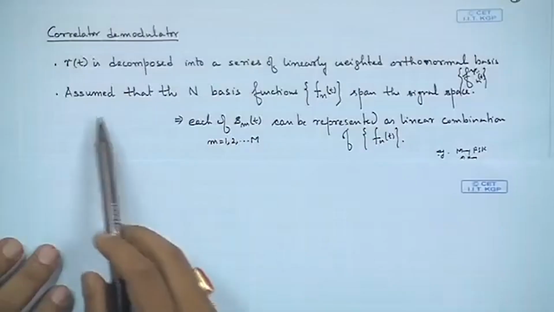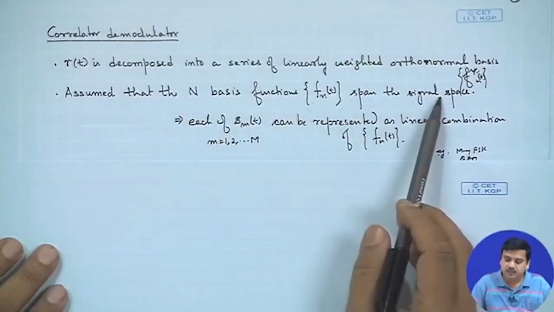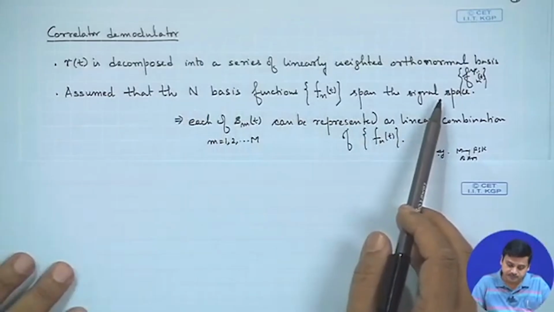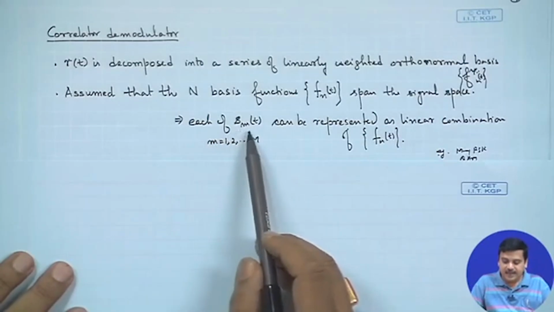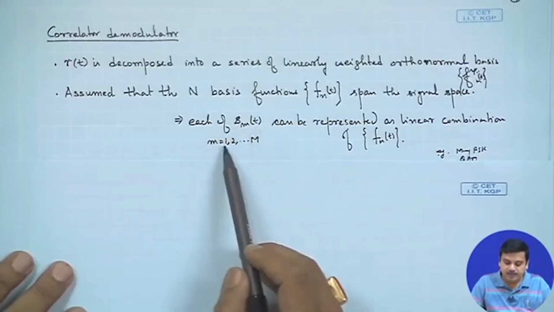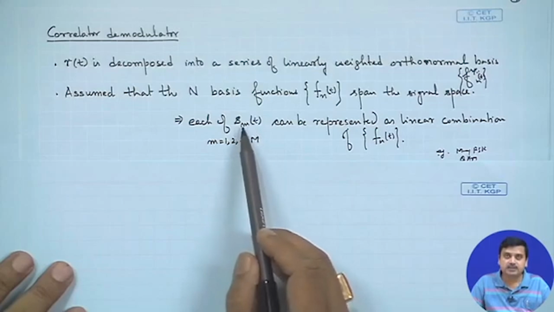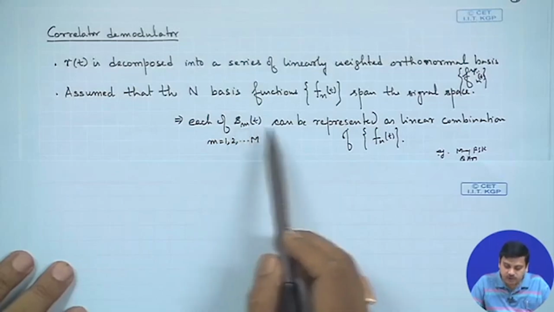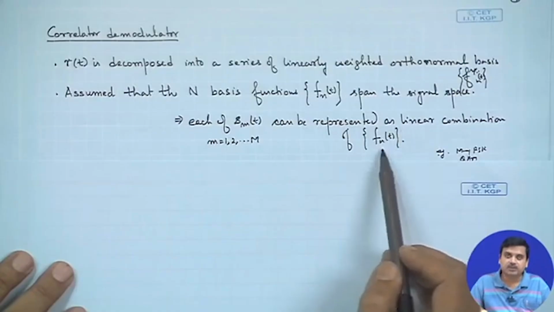Since it is within our control, we can find the basis functions, and in order to find them, we had done Gram-Schmidt orthogonalization, by which, given a set of signals, you could construct orthogonal signals. So, once you have the orthogonal signals, there you are, you can do the rest of the processing. So, now we assume that there are n basis functions which span the signal space. Each S_m(t), with m equal to 1 to capital M, indicates the different waveforms. Each of the waveforms can be represented as a linear combination of f_n(t).